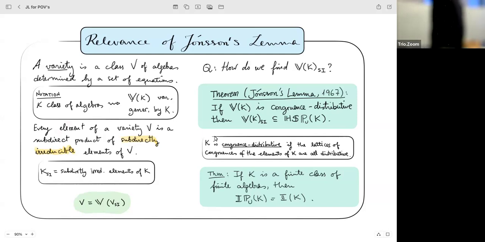You see, this process of generating the variety is made out of three fundamental operations. One is to construct all possible products of elements of K. Then take all possible subalgebras of those, and then take all homomorphic images of those. So you have products, subalgebras and homomorphic images.